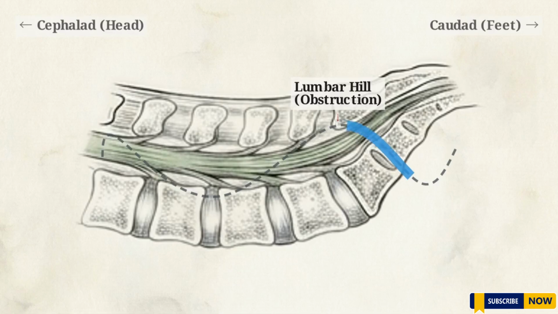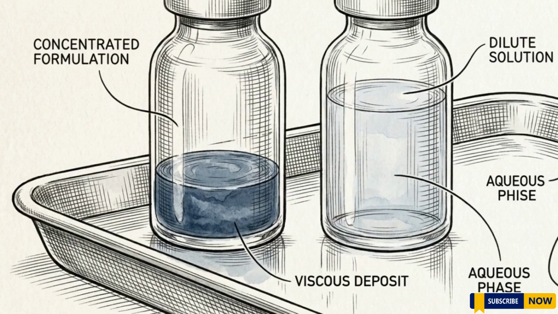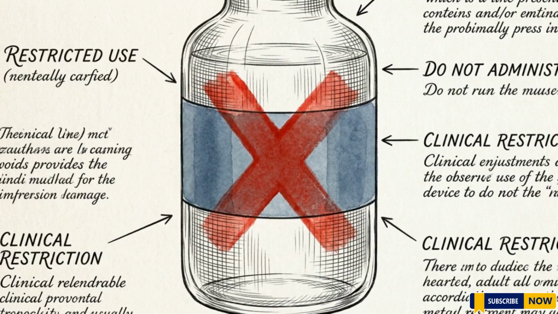The lower spine's inward curve acts as a physical hill blocking upward fluid movement. By flexing the patient's hips and knees, we flatten this anatomical hill, allowing the dense injectate to flow smoothly toward the target nerves. There is a strict clinical caveat here. This positional change relies entirely on the specific gravity of the drug, and it is highly unlikely to succeed if an isobaric formulation like plain bupivacaine was used.